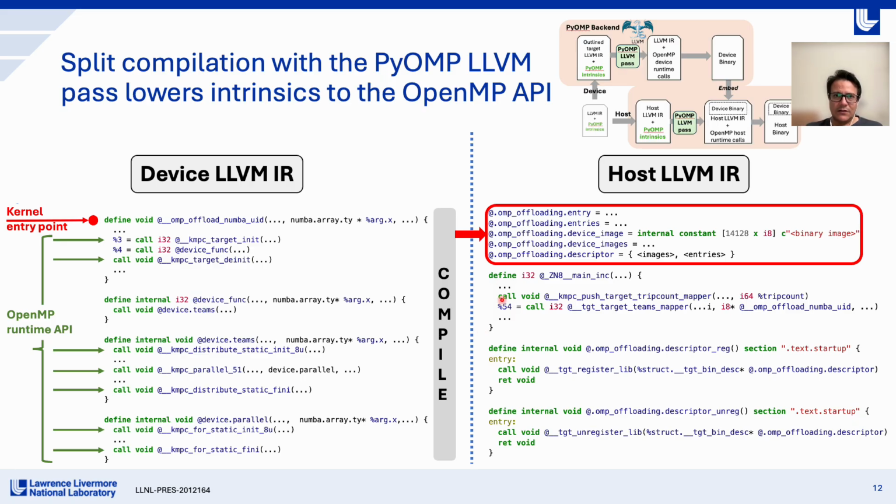After compilation, Numba executes the host binary, which loads and launches device kernels. For CPU-only parallelism, PyOMP follows a similar process but compiles only the host path for parallel execution without split compilation.